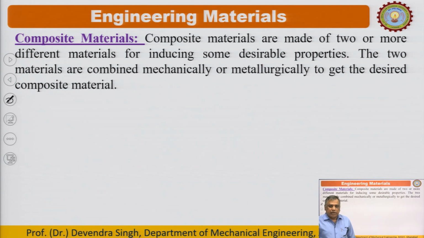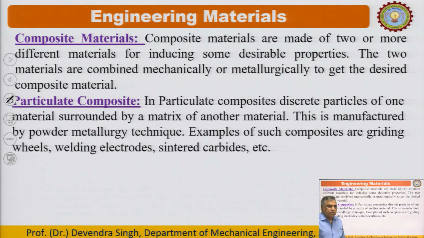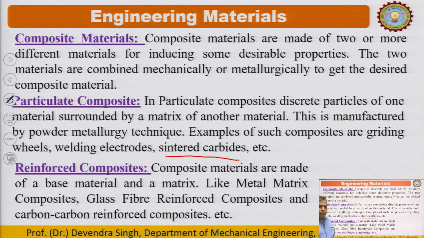So, composite materials I have discussed. Then the particulate composite: in particulate composite, discrete particles of one material are surrounded by a matrix of another material. This is manufactured by the powder metallurgical technique. Examples of such composites are grinding wheels, welding electrodes, sintered carbides, etc. And for the reinforced composite, you may take an example of RCC column. So, composite materials are made of a base material and a matrix, like metal matrix composite, glass fiber reinforced composites, and carbon reinforced composites, etc.